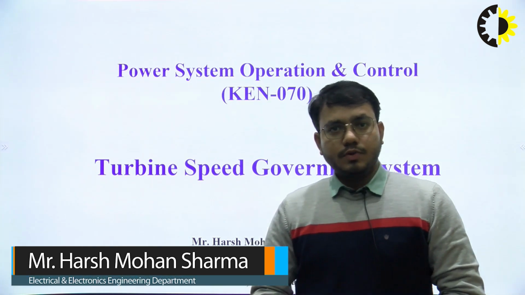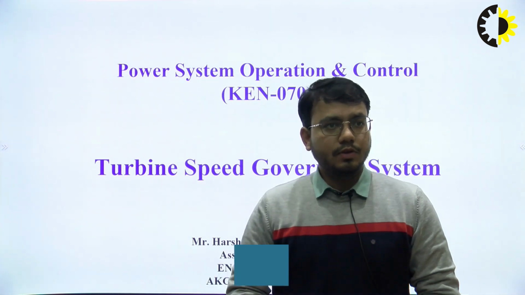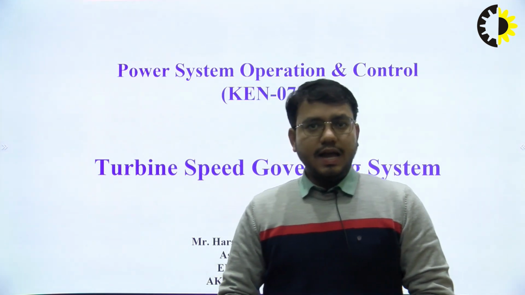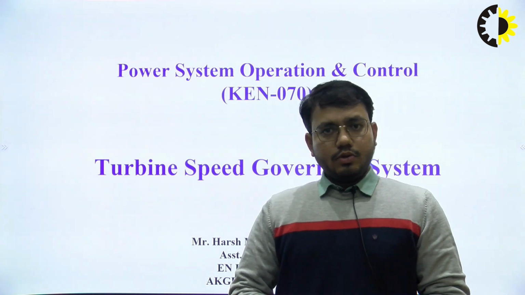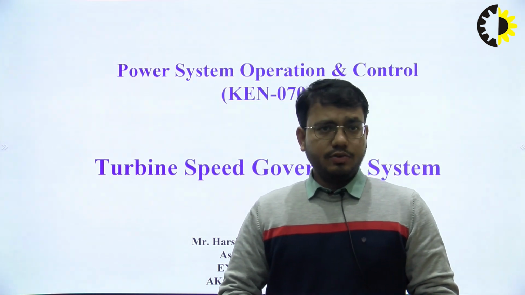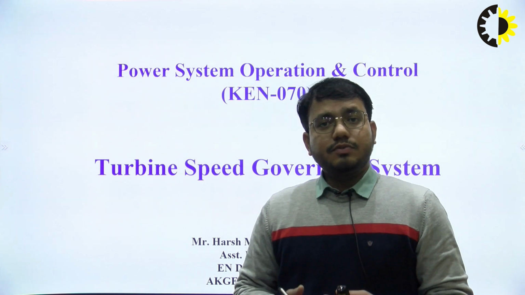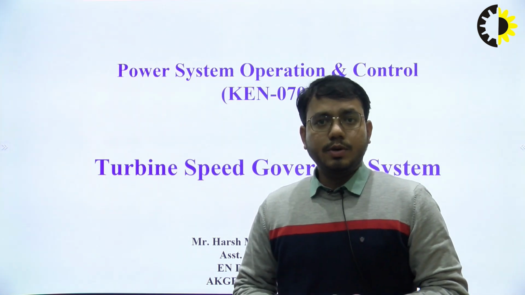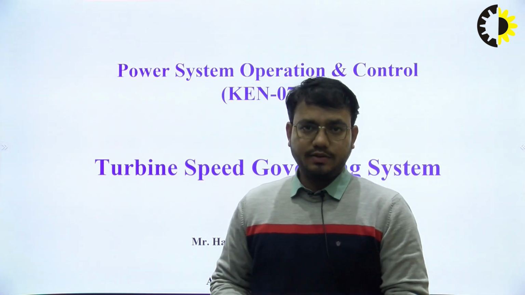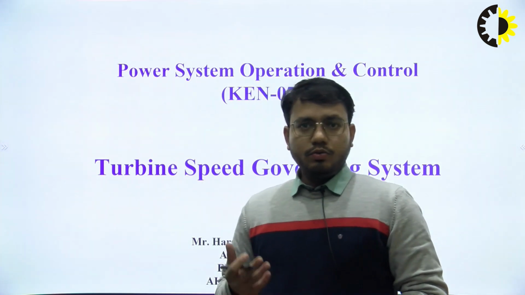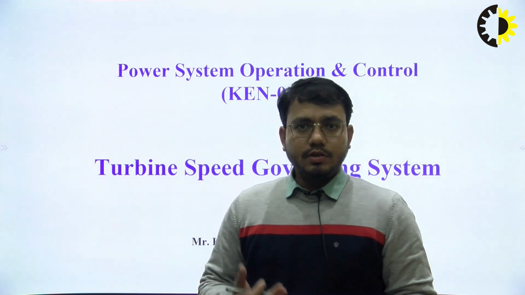In this video lecture, we are going to study the turbine speed governing system, and this topic is covered in Power System Operation and Control, whose AKGEC code is KEN070. Basically, in this lecture we are going to study how frequency control is carried out when load fluctuates. So we are going to study the frequency control system.